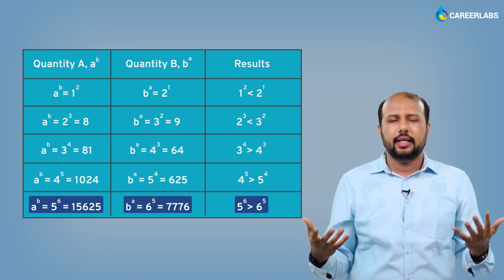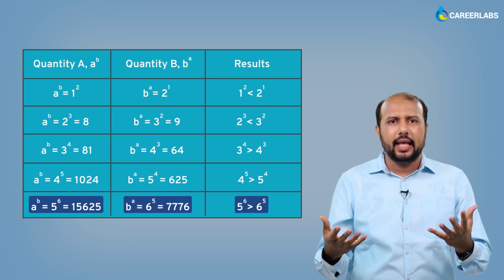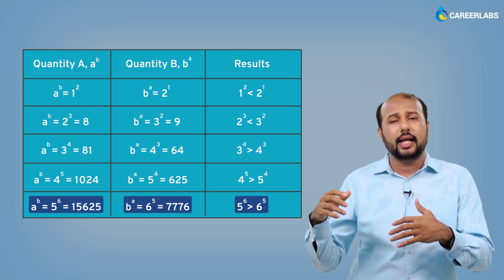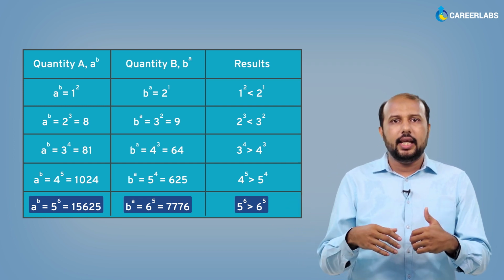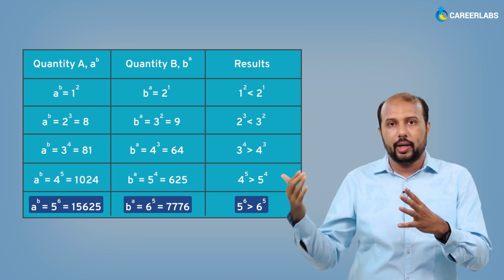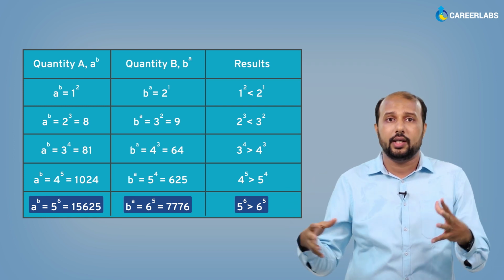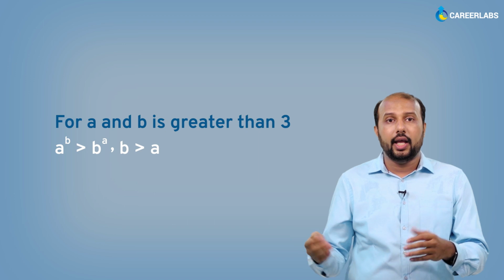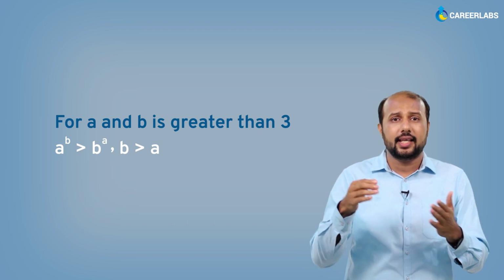Now what do you understand here? The value whose power is high and the base is low will be greater than the value with the low power and the high base. As you can see, apart from the case where A is equivalent to 1 and B equal to 2 and A equal to 2 and B equal to 3, this rule has worked. That is, A power B is greater than B power A if obviously A is lesser than B.